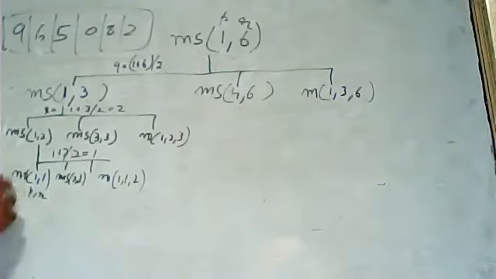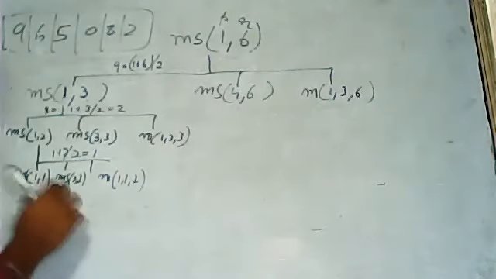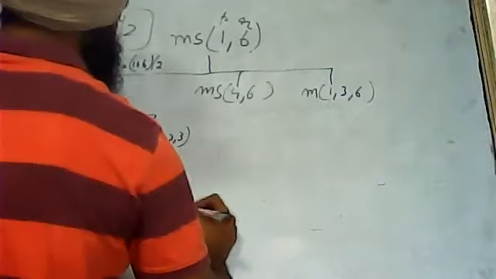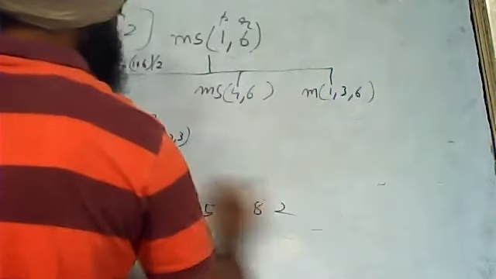So here further recursion will not be there. The function will not call itself because this condition is met. This is nothing but from 1 to 1. If we take the elements as 9, 6, 5, 0, 8, 2, if these are the elements.